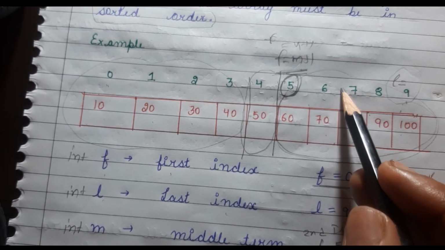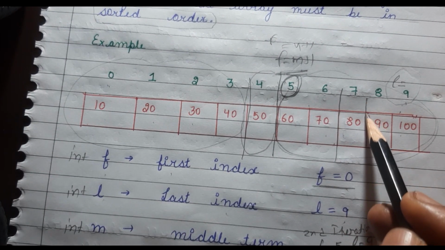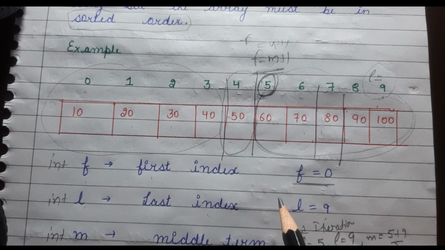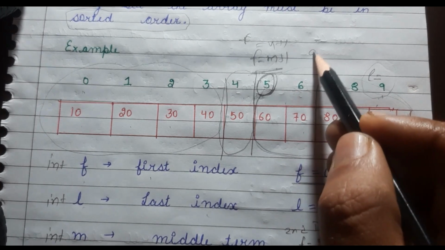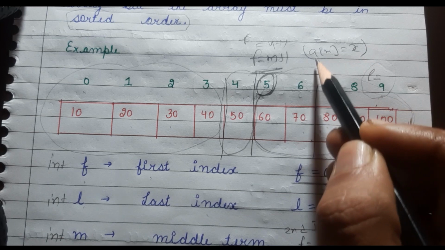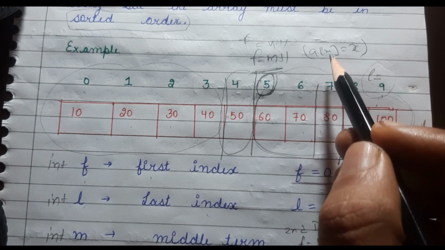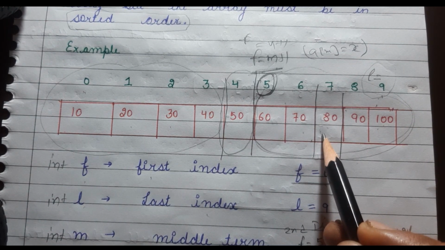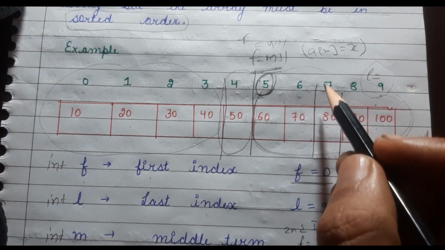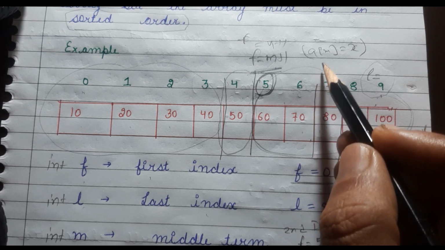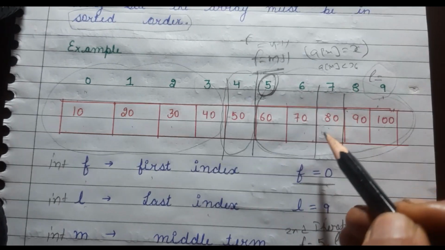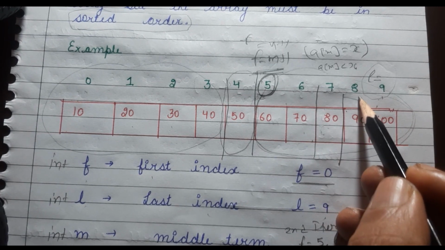Now 80 is our middle element. A of m double equal to x, is the condition true or false? This condition evaluates to false, because your middle element is not the searching element. So now we analyze that a of m is less than x, which means again your element is in the second half.